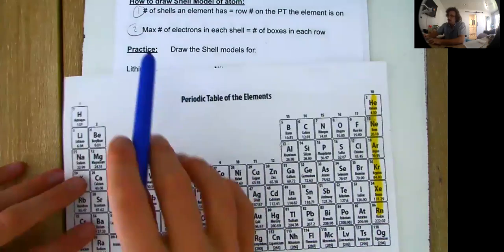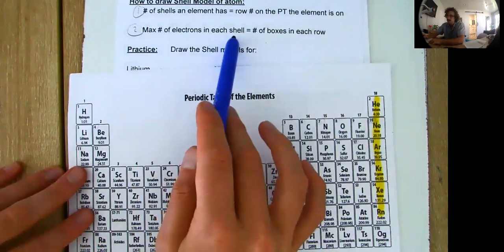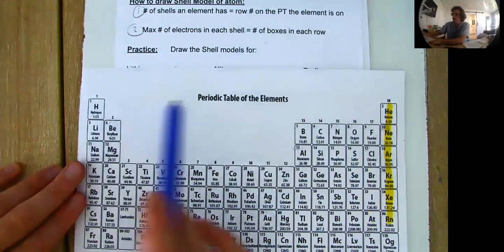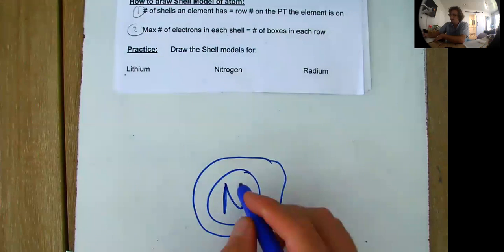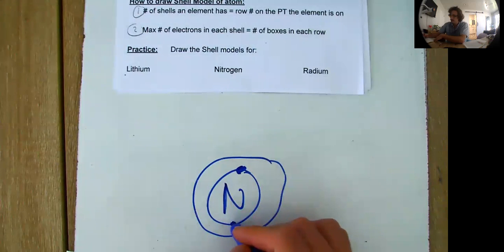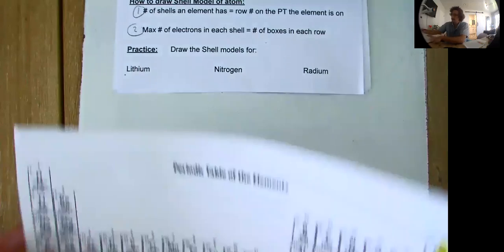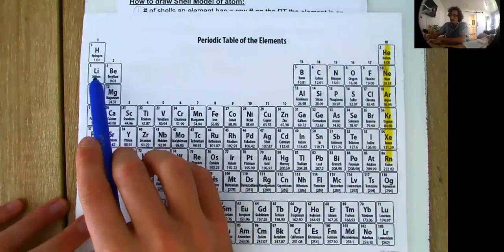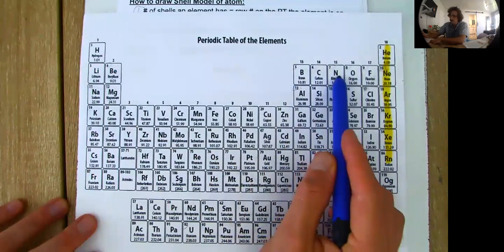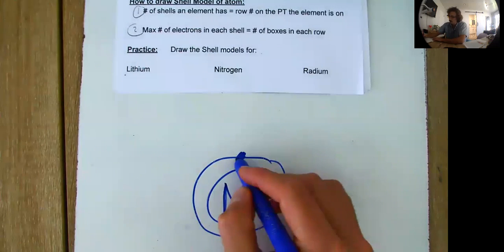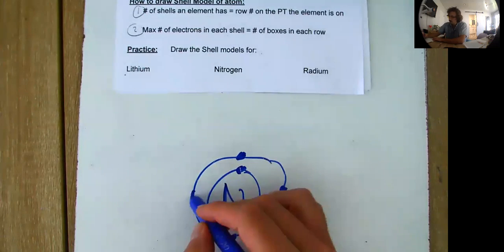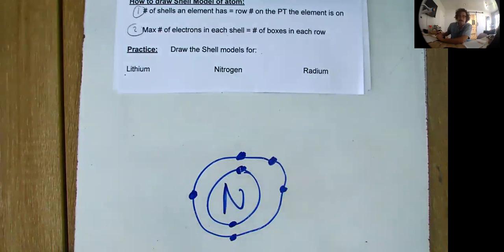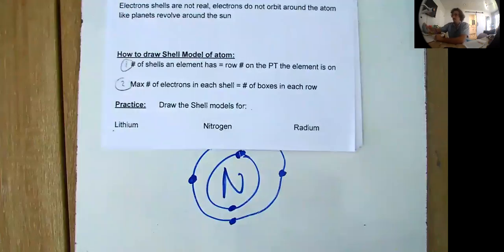Okay, and then the next rule says the max number of electrons in each shell is the number of boxes in each row. So the first row still has 2 electrons in it. So we draw 2 dots in the first shell. It'll always be 2 dots in the first shell. Then next, nitrogen has, counting from left to right in the second row, 1, 2, 3, 4, 5 electrons in the second row. Okay, then it looks like that. And that's it. All right, now we're going to get to radium.